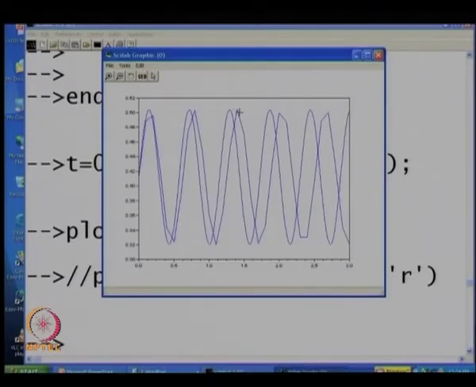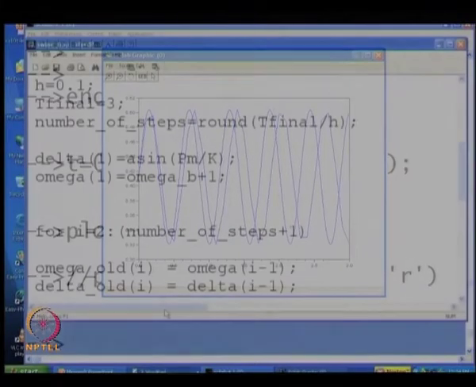Because of course, I have chosen a larger time step, there is slight kind of pokey solution here. This particular sinusoid has got rough edges, but on the whole, it does not give you a wrong picture of stability. It is an undamped sinusoid. Delta is an undamped sinusoid. So, this is basically what you get with trapezoidal rule.